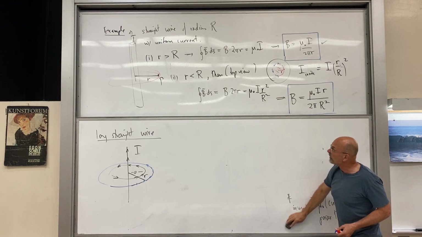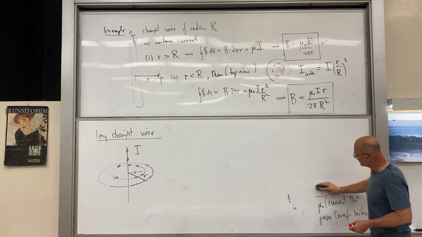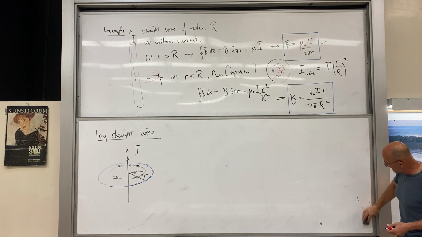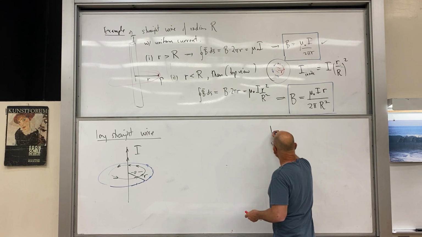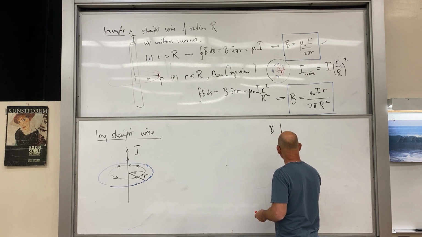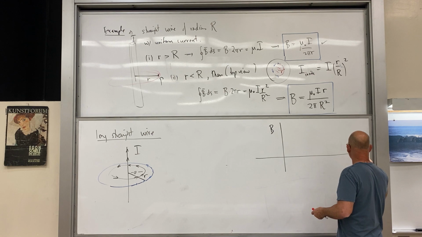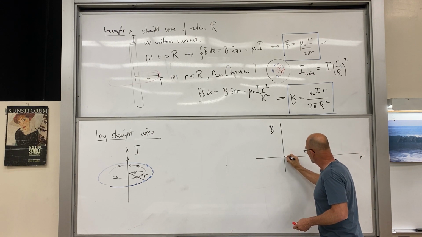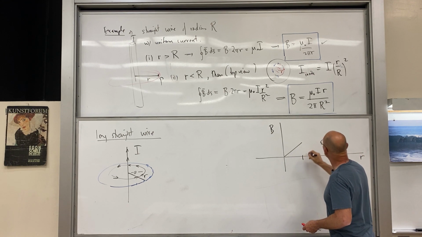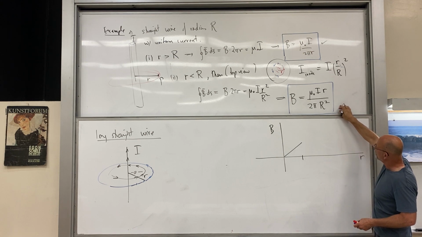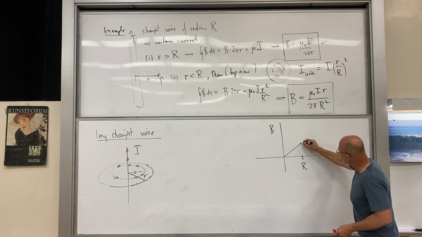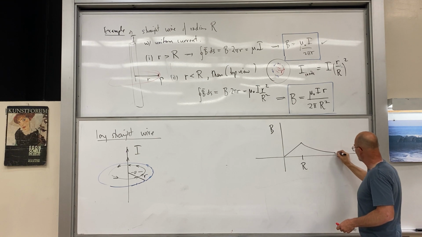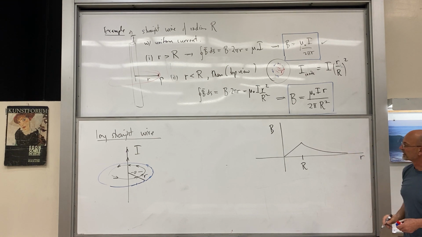So this wire of finite radius with a uniform current inside is going to look like this, its graph. It's going to grow linearly, that's this bottom one here, out to capital R, and then the top one is going to match that value and decrease as 1 over R.